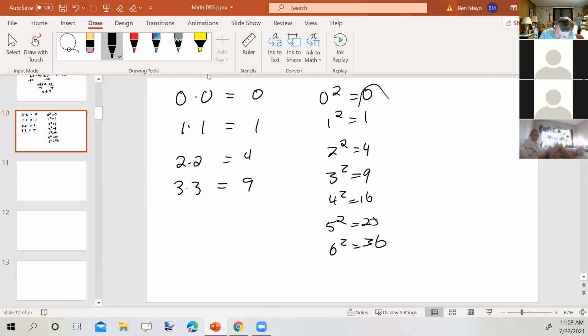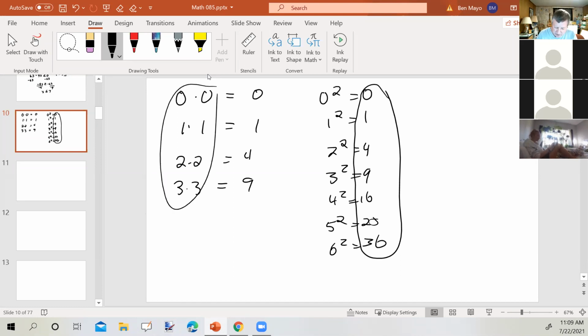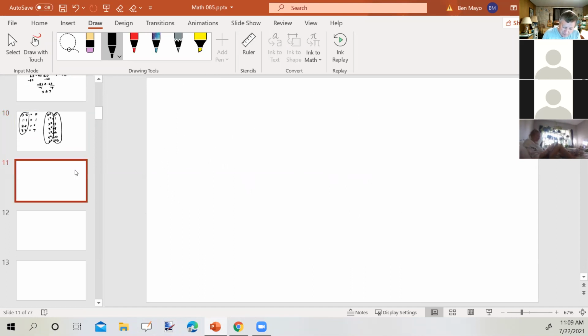Okay, these numbers right here are called perfect squares. A perfect square has 2 identical factors. So like these situations, where you could write it as the base squared. If you unsquare, that is, take the square root of a square, you get back to a nice number. For instance, 3 squared is 9. The square root of 9 is 3.